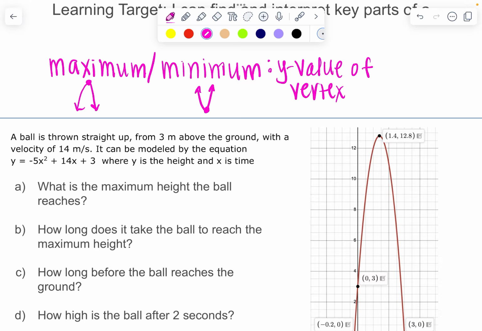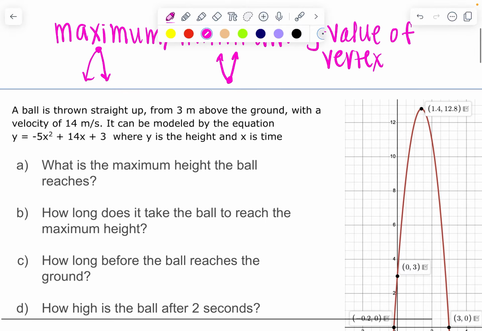So these first questions here, the graph and the equation will already be given to us. And then the second part of this, we have to write the equation and then figure out the y value of the vertex. So a ball is thrown straight up from 3 meters above the ground with a velocity of 14 meters per second. This can be modeled by the equation y equals negative 5x squared plus 14x plus 3, where y is the height and x is the time.